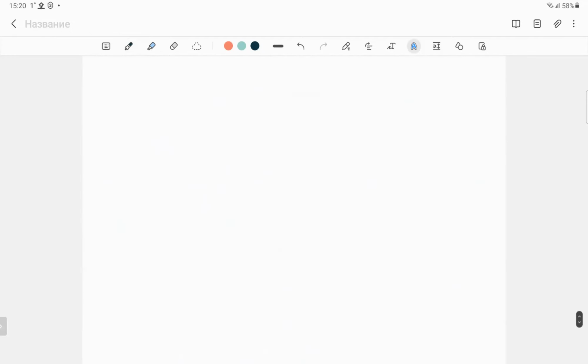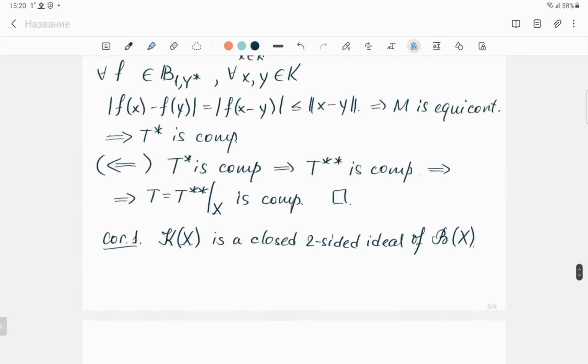By the way, for some concrete Banach spaces, it turns out that this is the only non-trivial proper closed two-sided ideal of B of X. In particular, this is true provided that X is an infinite dimensional separable Hilbert space. But on the other hand, there are some more complicated Banach spaces for which we have more ideals. So the structure of the lattice of two-sided ideals of B of X in the general case is quite interesting and non-trivial. But sometimes this is the only one.